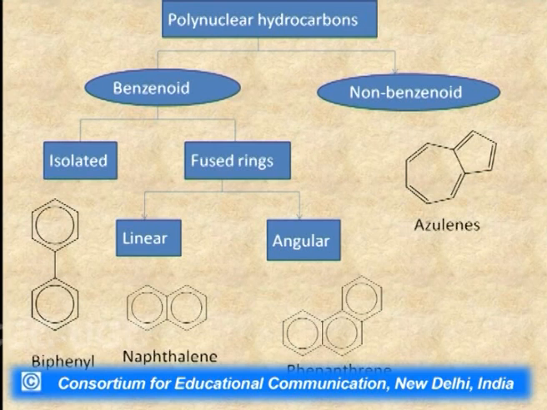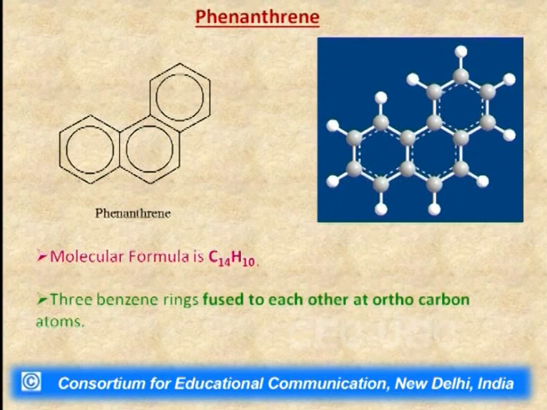Naphthalene is a linear hydrocarbon, while phenanthrene has one benzene ring angular to the two benzene rings which are linear at their position. In the case of non-benzenoids, we can see the example of azulene. So today we will study this angular example of polynuclear hydrocarbon.